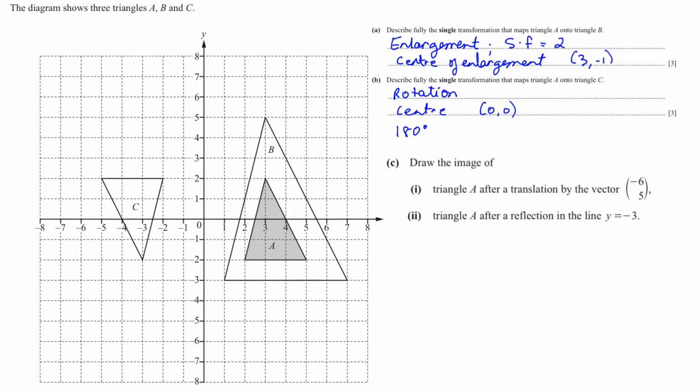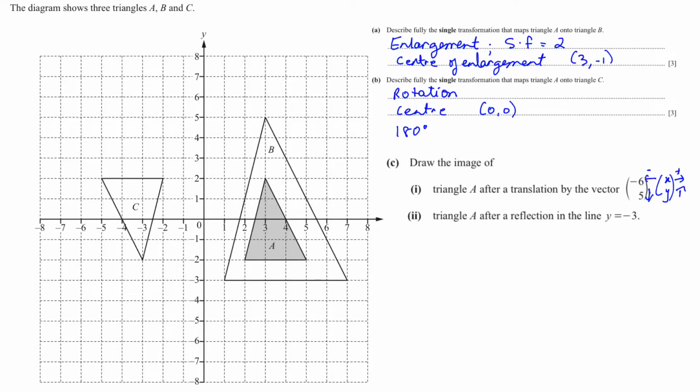Part C. Draw the image of triangle A after translation by the vector -6, 5. For vector translation, you should know that the top number represents x and the down number represents y. If it's positive, your x will move to the right and the y point will move up. If it is negative, your x goes to the left and the y goes down.